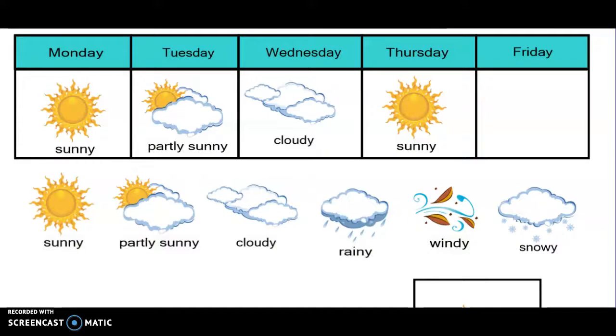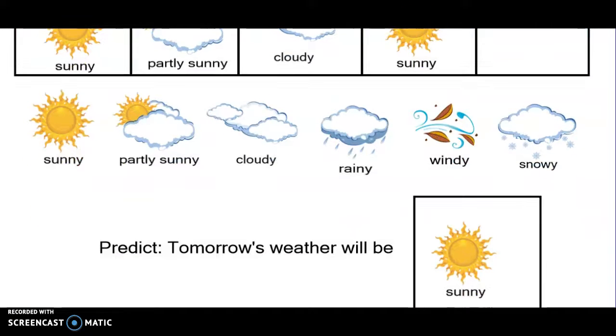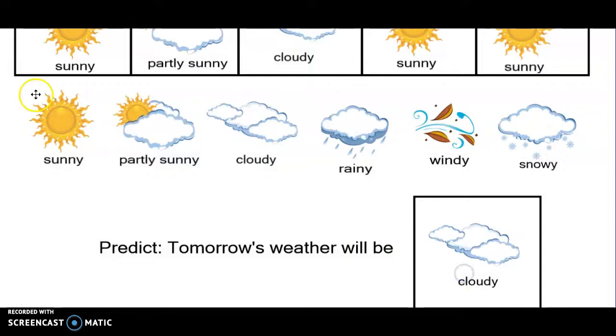All right. What kind of weather did we predict today? We predicted sunny, and it is supposed to be very sunny today. And I heard that there might be rain in the afternoon. What about tomorrow? What kind of weather are we going to have tomorrow for our first day of the weekend? Sunny, partly sunny, cloudy, rainy, windy, snowy. I heard some cloudy weather. All right, I'm going to put it right there in our prediction square.